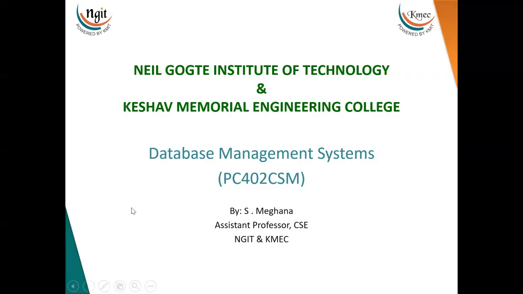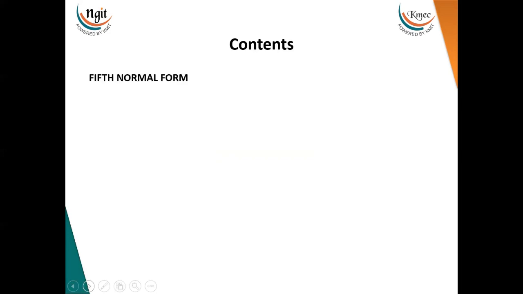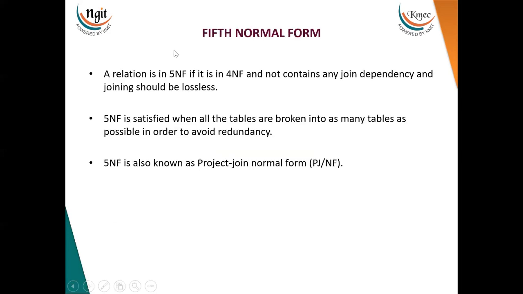Hello all. In today's session, we are going to discuss the last topic under normal forms, that is fifth normal form. A relation is in 5NF or fifth normal form if it is in 4NF and it does not contain any joint dependency. When can you say that the relation is in 4NF? If it is in Boyce Codd normal form and it must not contain any multi-value dependency, then you can say that it is in fourth normal form. So this thing we have learned in the previous lecture.